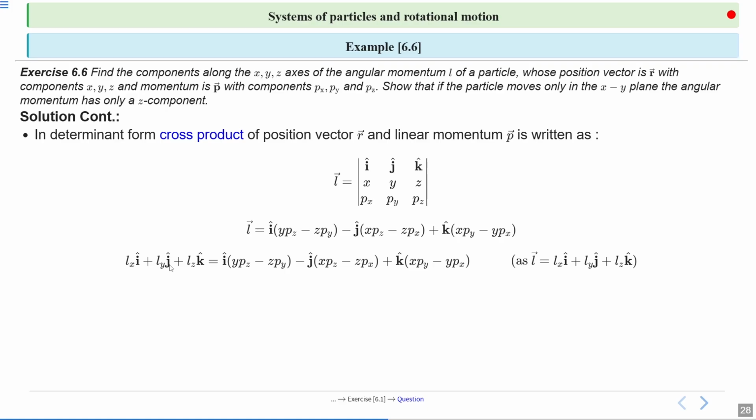Lx i cap plus Ly j cap plus Lz k cap. This is the linear momentum, and L is the angular momentum. Solving this, you will get i cap (y pz minus z py) minus j cap (x pz minus z px) plus k cap (x py minus y px), because we know L is equal to Lx i cap plus Ly j cap plus Lz k cap.